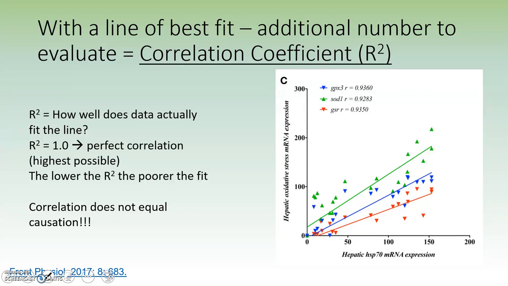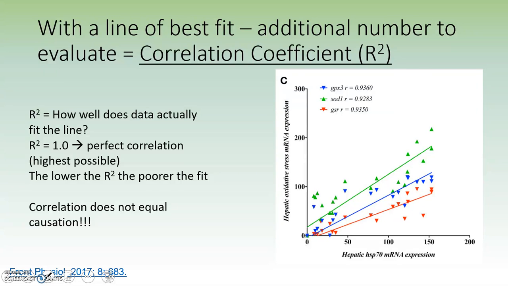Also, with any line of best fit, you should be looking for something called a correlation coefficient, also reported as an R-squared value. This is a measurement of how well the data actually fits the line. A perfect correlation has a value of 1.0. This is the highest value possible for R-squared. The lower the R-squared, the poorer the fit is between the line and the data. When someone is claiming a specific type of relationship, they should report their R-squared values so you can interpret how good their data actually fits the relationship they are proposing.